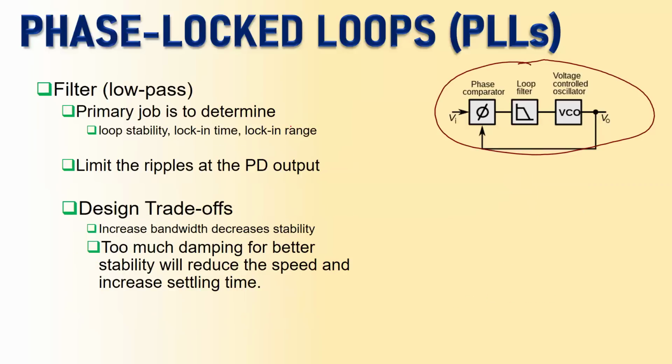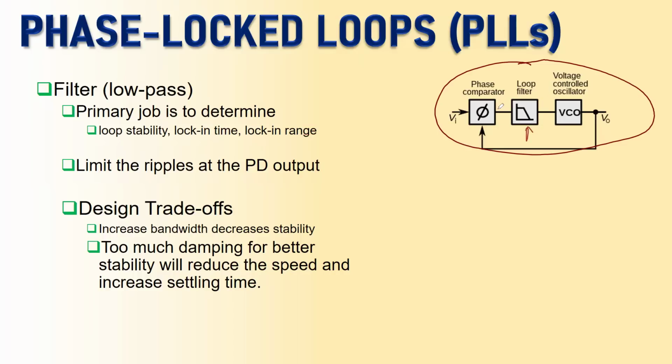Now let's have a few more points about what the filter does. This loop filter, which is basically a low pass filter, has the primary job of maintaining loop stability. It also determines locking time. It also determines lock-in range. So when you design the loop filter, you need to consider these three points: loop stability, lock-in time, and lock-in range.